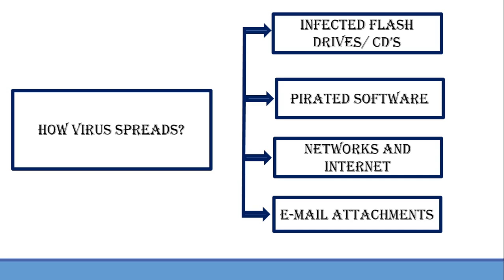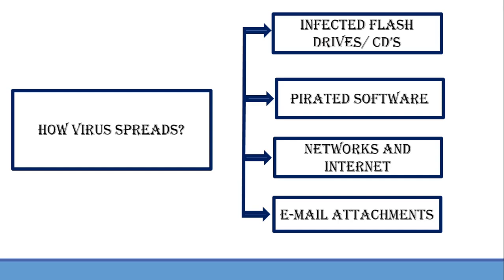Now the second is pirated software. Pirated software is an unauthorized copy of legitimate software. Gaining illegal access to protected software by any means is also known as software piracy. Pirated software usually contains viruses. The website that offers us the pirated software may be infected with a virus. Once we start downloading the software, it will be installed in our system without our knowledge. So this is how pirated software can spread a virus.